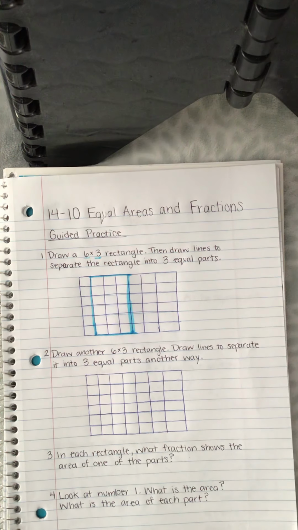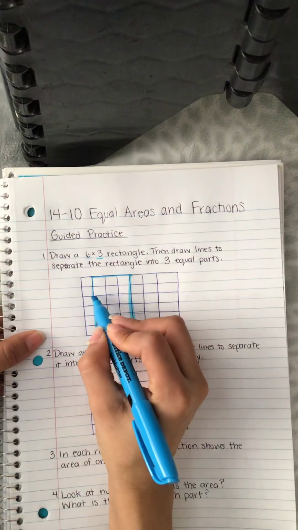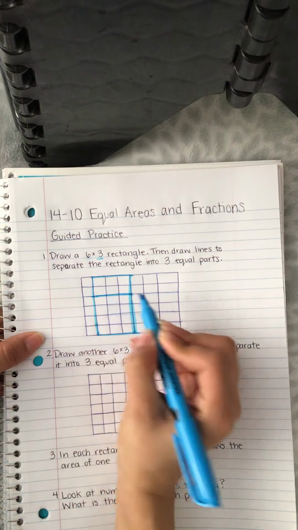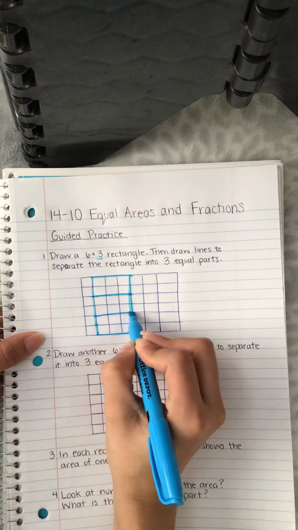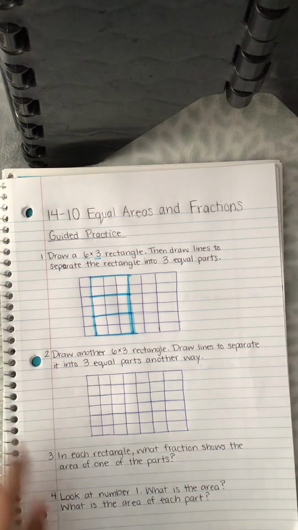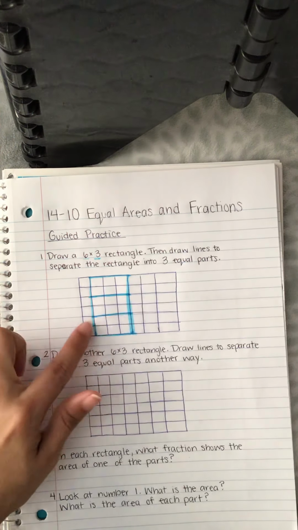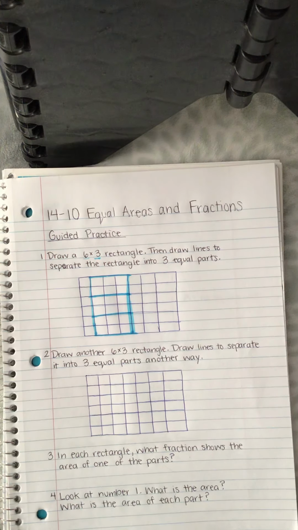So you can do this a few different ways. I'm going to separate my rectangle into 3 different parts like this. 1, 2, 3. Now, are all of these parts equal? They each have 2 squares. They all look equal to me.